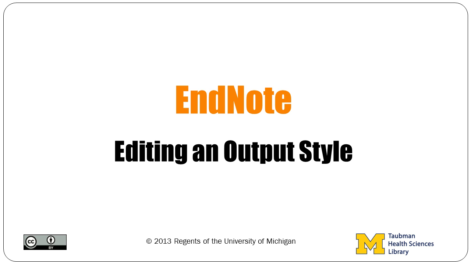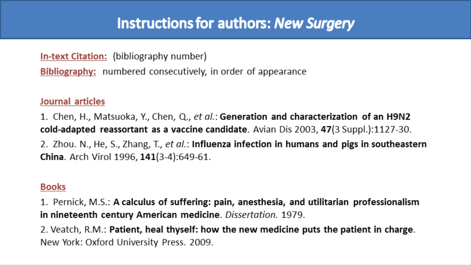EndNote provides thousands of output styles, but sometimes they don't have the one you need. When that happens, you can edit individual styles or even create a new style. I'm going to submit an article to the journal New Surgery. The journal has sent me information on how to format citations and a bibliography.